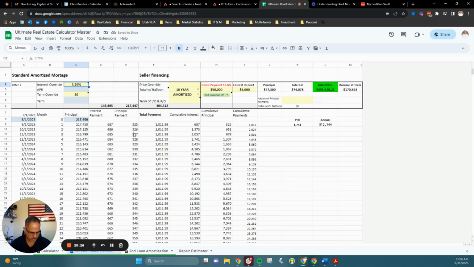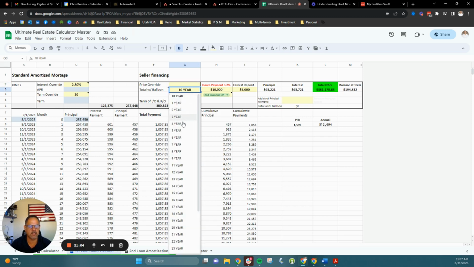Now I can come in here and I can adjust the APR, right? I can negotiate with the seller exactly what I want my APR to be. I can negotiate my down payment. I can change all my down payment. I have my earnest deposit. I have any type of price overrides if I wanted to just do a price override. So I can put in 350,000. It's going to recalculate. Now you see it's 340,000 because I have a $10,000 down payment. So there's a bunch of flexibility I can have with the loan that I'm picking up, especially on seller financing.